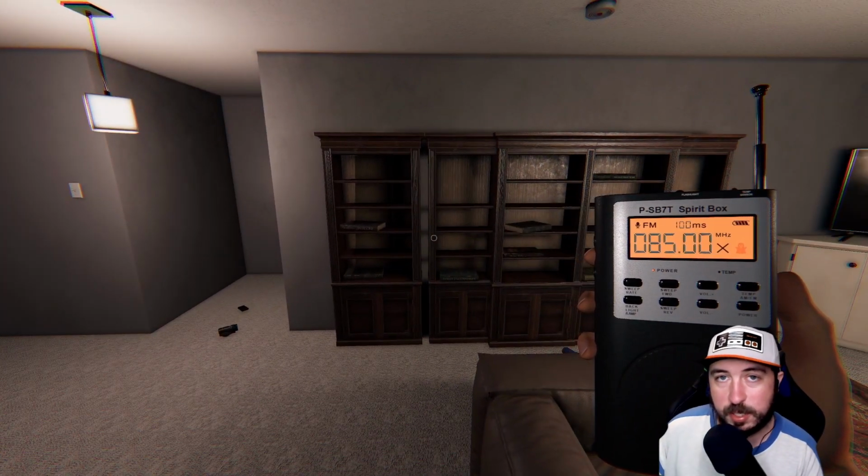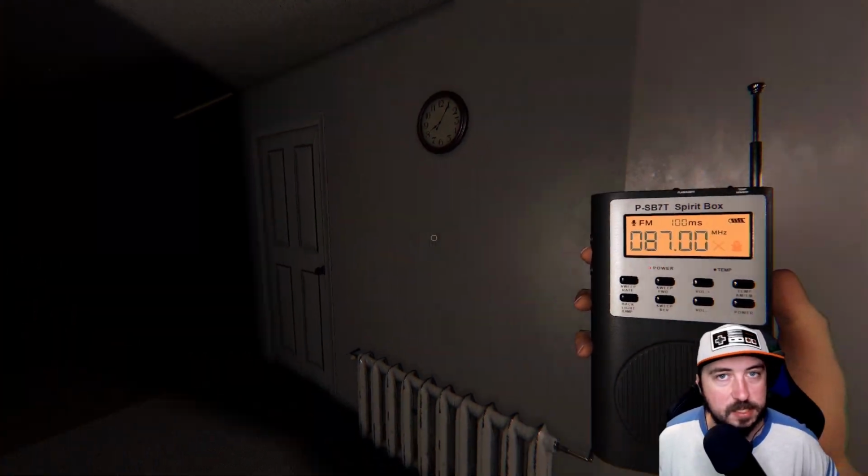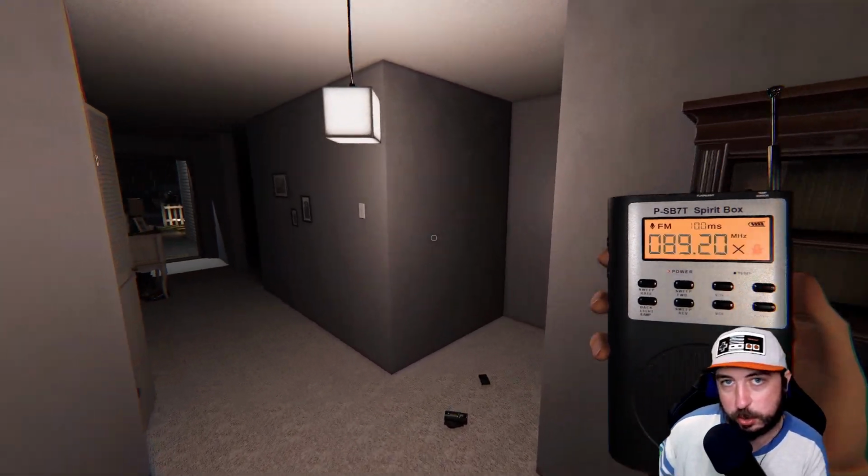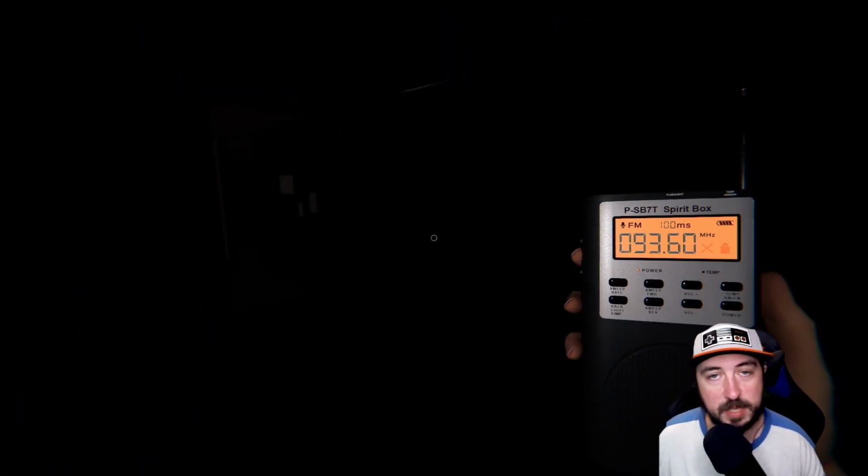To go along with that, you also want to make sure that the lights are off in the room. It can be easy to forget sometimes, especially if you turned it off to try to look for other things in the room or try to preserve sanity. But if you are trying to talk to it with the spirit box, make sure that the lights are off.